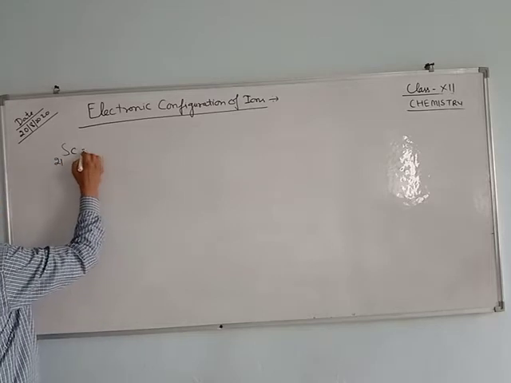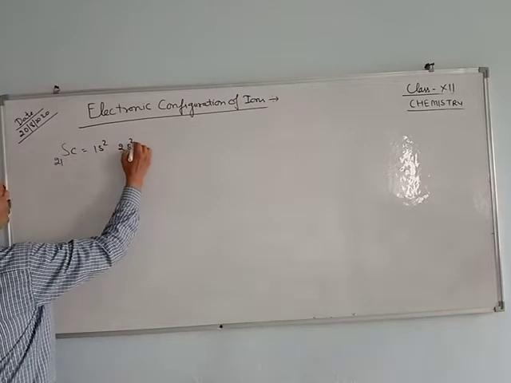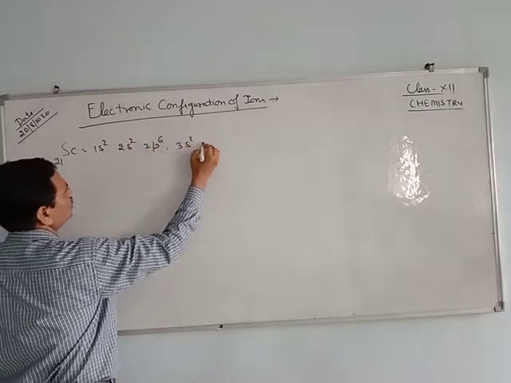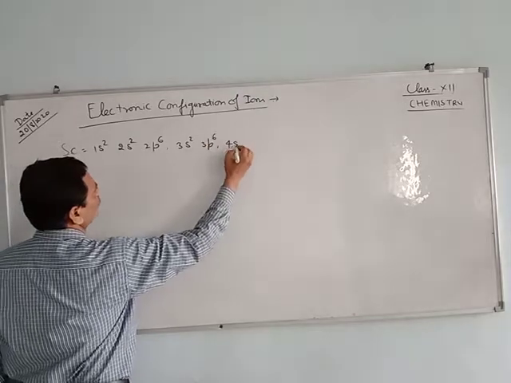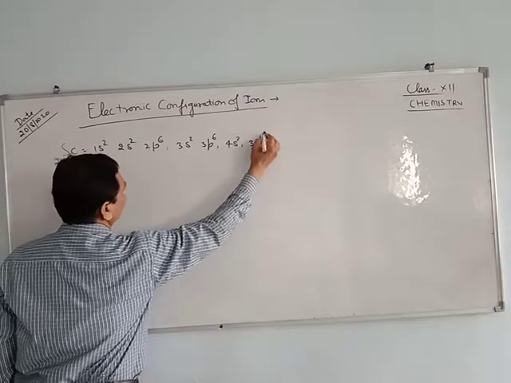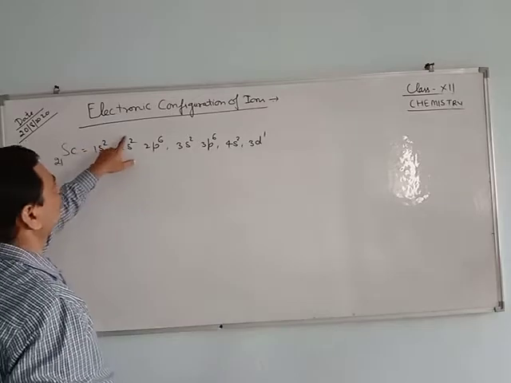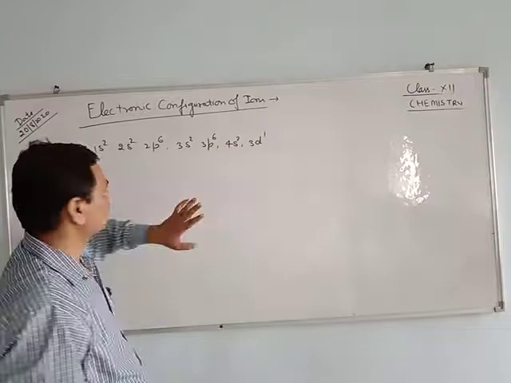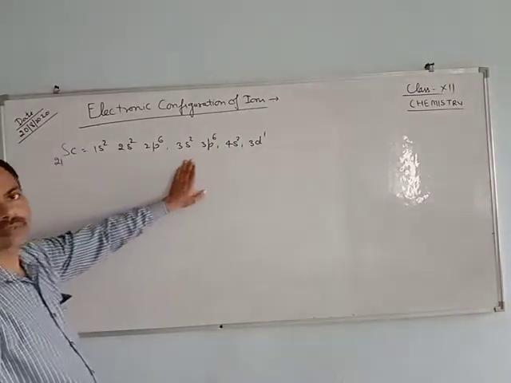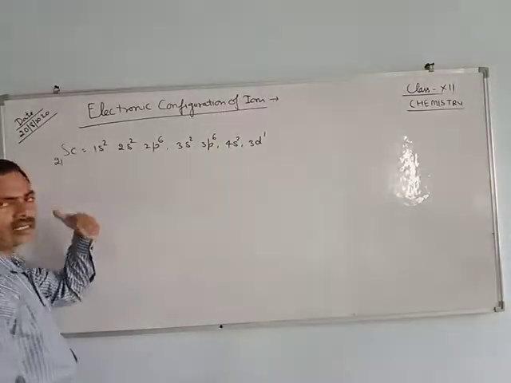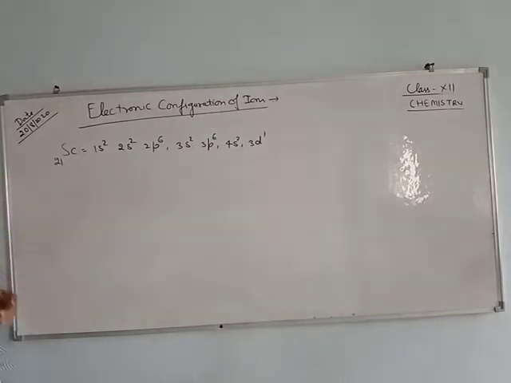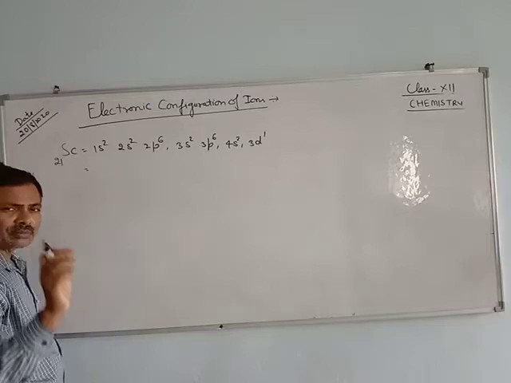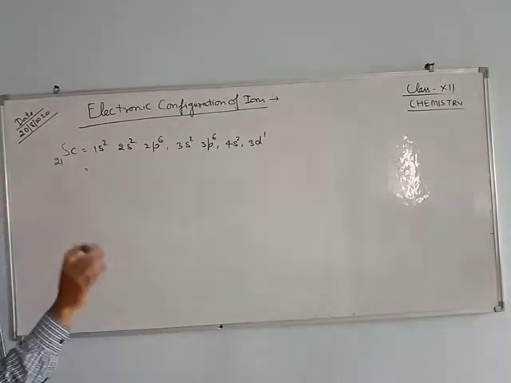Scandium, atomic number 21: 1s2, 2s2, 2p6, 3s2, 3p6, 4s2, 3d1. That makes 2, 4, 6, 10, 12, 18, 20, plus 1. This is the electronic configuration of the scandium atom. And if you have to write the scandium ion, then you have to rearrange it.